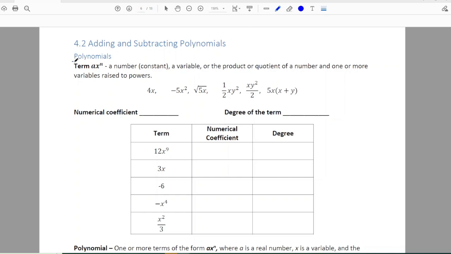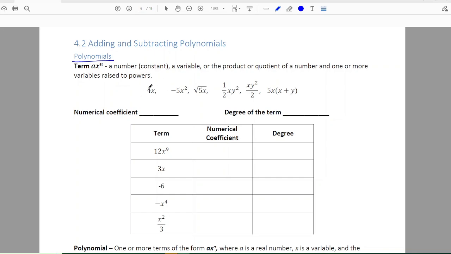So, what is a polynomial? Well, a polynomial is made up of terms, and terms are numbers, which could be constant if there's no variable with them, a variable, or the product or quotient of a number and one or more variables raised to powers. Horrible definition. Better to see what they are.